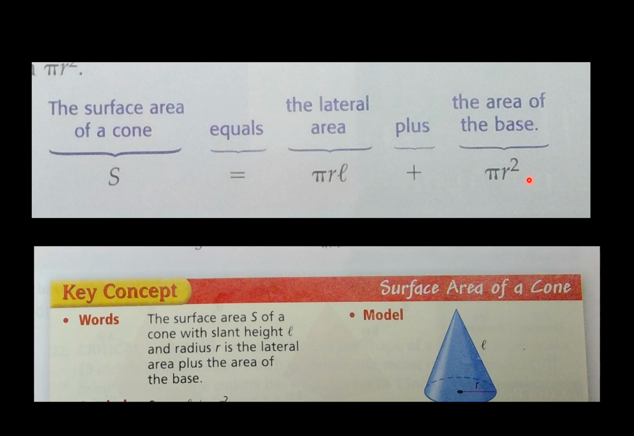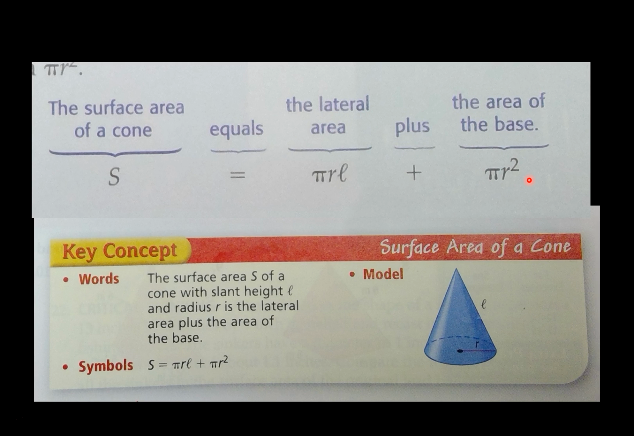Here's the key concept of that. So this is the same thing in words. The surface area S of a cone that has a slant height L and the radius r is the lateral area plus the area of the base, which really all they did was just reread everything up here that I just said.